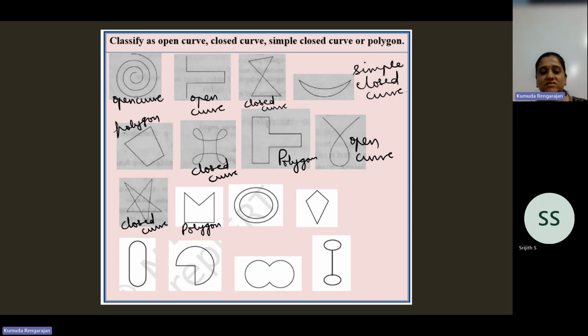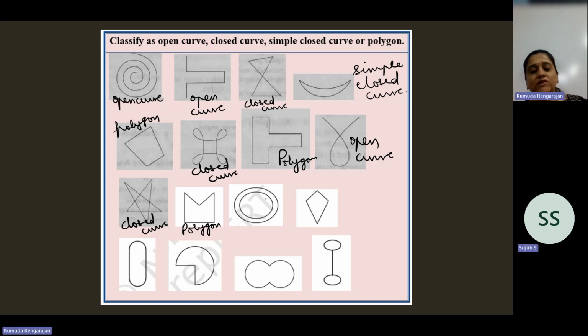Oh, I think it was Srijit's turn. Okay, sorry. Okay, Srijit, this is a polygon. Have you got it right? Yes, ma'am. It's a polygon, because it is simple. Yes, ma'am. It's a closed curve made up of line segments. Next one, Srijit.